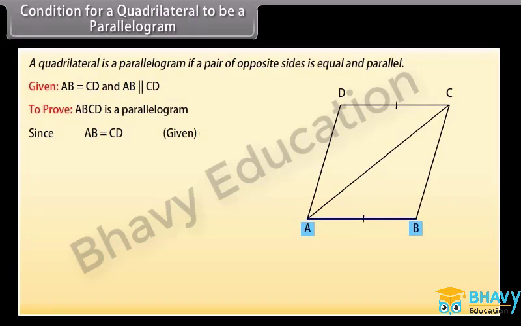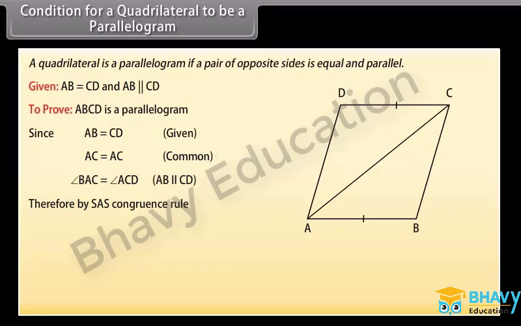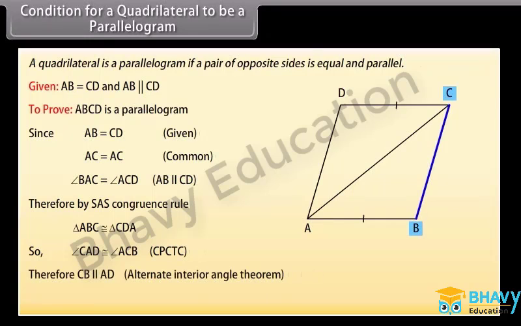Since AB is equal to CD, which is given, AC is equal to AC, which is common, and angle BAC is equal to angle ACD because AB is parallel to CD. Therefore, by SAS Congruence Rule, triangle ABC is congruent to triangle CDA. So, angle CAD is equal to angle ACB because corresponding parts of congruent triangles are congruent. Therefore, CB is parallel to AD. Hence, ABCD is a parallelogram.